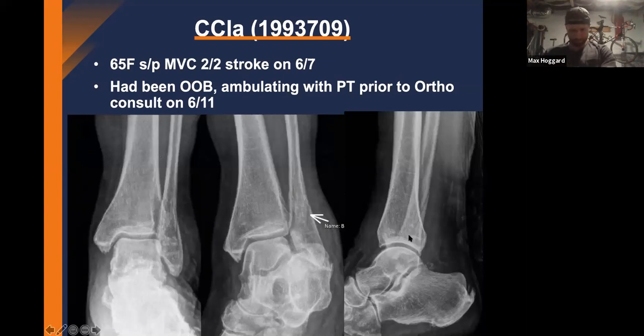So if you look on the lateral, you can see that fracture line starting down anteriorly, inferiorly, and progressing up and exiting posterior superiorly, which is a classic pattern for a typical Weber B fibular fracture, particularly in an SCR pattern. So, good job.